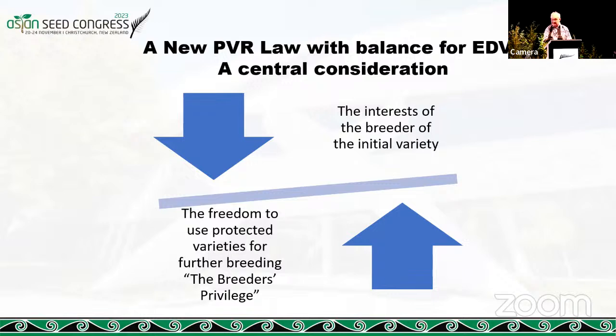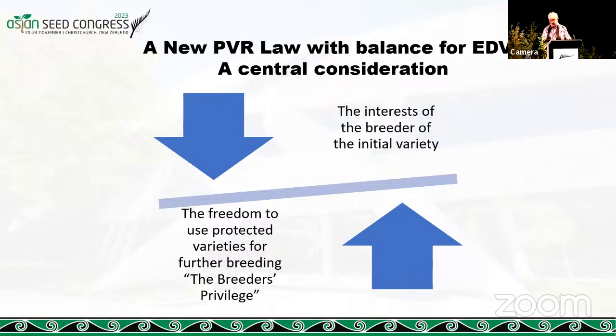Again, on the other side, we have the interests of the breeder of the initial variety. They might have spent considerable time and effort and money, of course, into creating what perhaps the initial variety is successful, which is why someone else might wish to use it. So where is the balance in that relationship? And there was quite a lot of discussion about that.